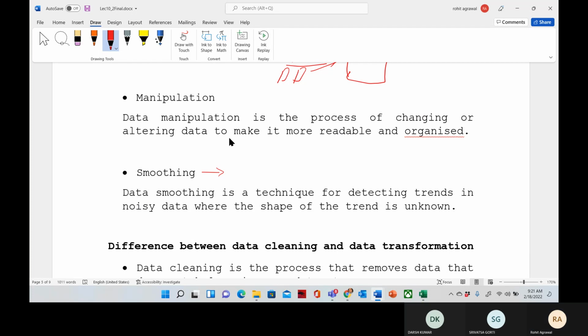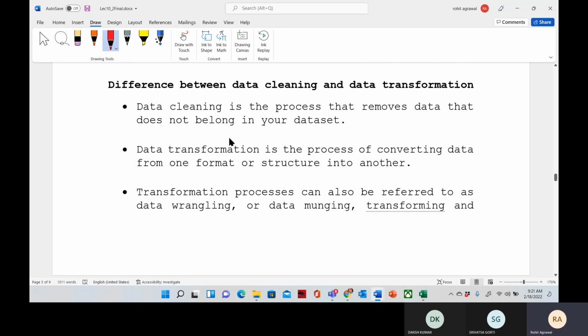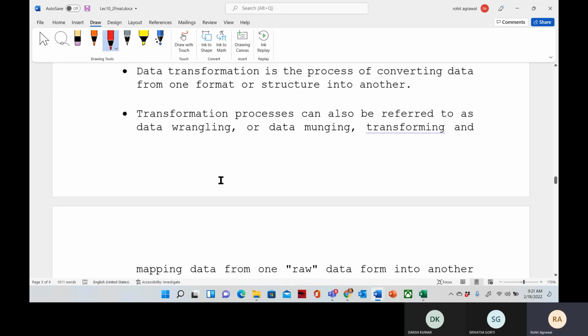So in data cleaning, we basically remove the null values, if any, and other useless data. And in data transformation, we are transforming the data so that we can perform some analysis on it. Yes, so the difference is clear to you. So I no need to discuss.